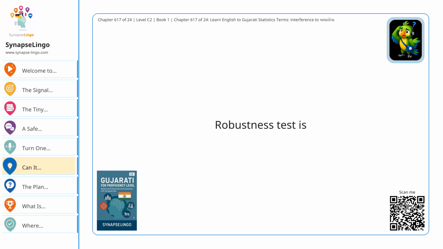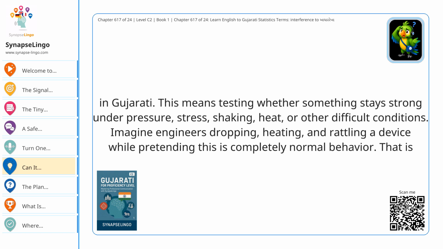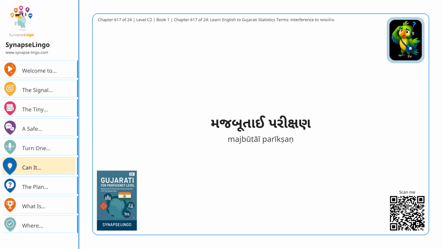Robustness test is मजबूताई परीक्षण. In Gujarati, this means testing whether something stays strong under pressure, stress, shaking, heat, or other difficult conditions. Imagine engineers dropping, heating, and rattling a device while pretending this is completely normal behavior. That is मजबूताई परीक्षण.